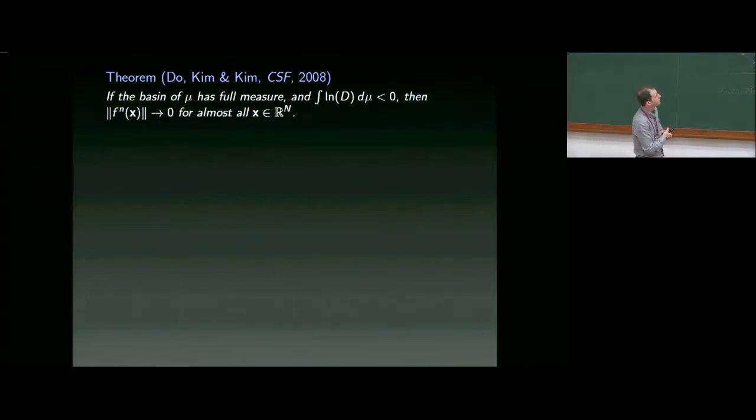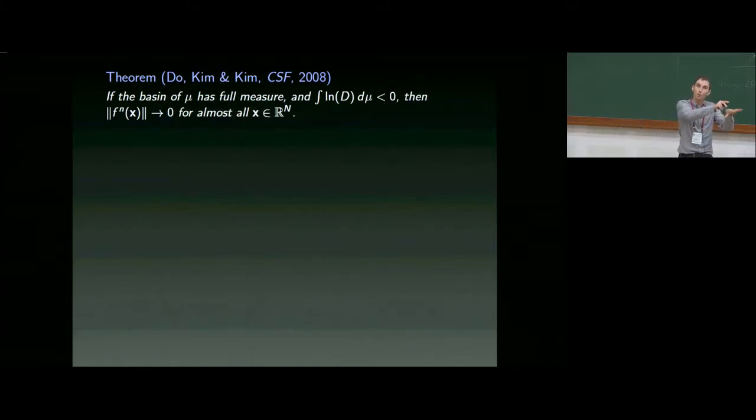And pretty much immediately, you can state this result. I should clarify that it's very rare for all initial points to go to the same invariant measure. It's more likely that almost all initial points will go to some measure. That's what I'm saying here, that the basin of mu has full measure. So as long as the average value of log d is negative, then iterates converge to the origin for almost all initial points.